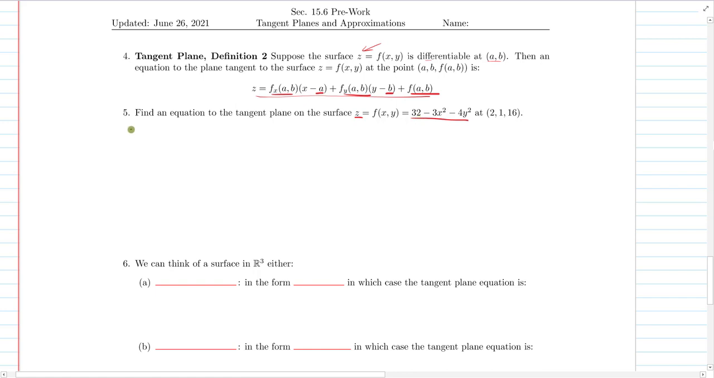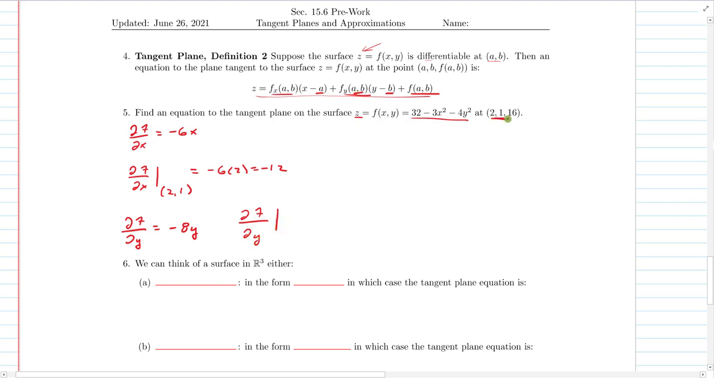So we're going to need to compute some partial derivatives. If we compute partial f partial x, that would be minus 6x. And if we evaluate that partial derivative at the point (2, 1), that would be negative 6 times 2, which is equal to negative 12. And if we compute the partial derivative with respect to y, I get that that is minus 8y. And if we evaluate that at the ordered pair (a, b), so (a, b) is those first two coordinates, right? So we'd have to evaluate this at (2, 1). That comes out to be negative 8 times 1, or negative 8.